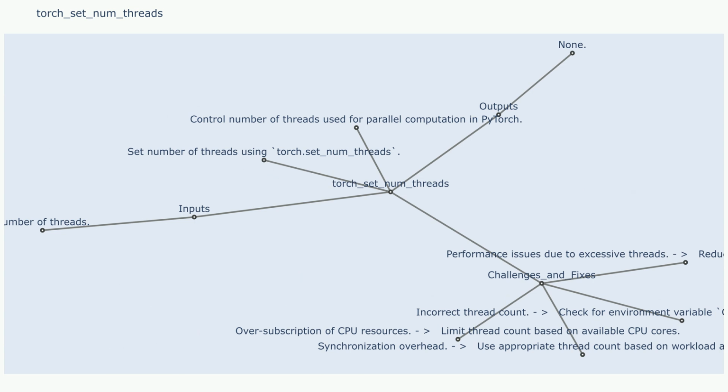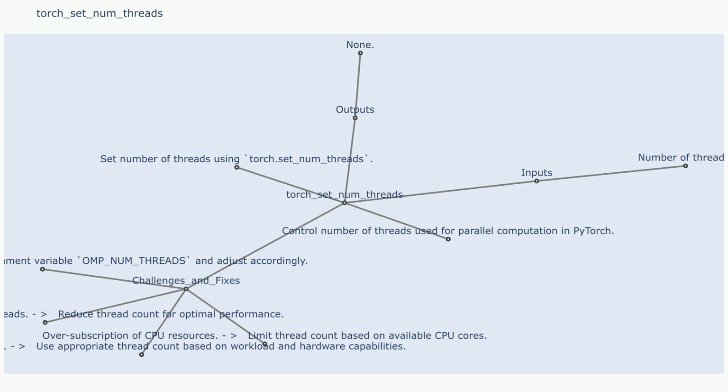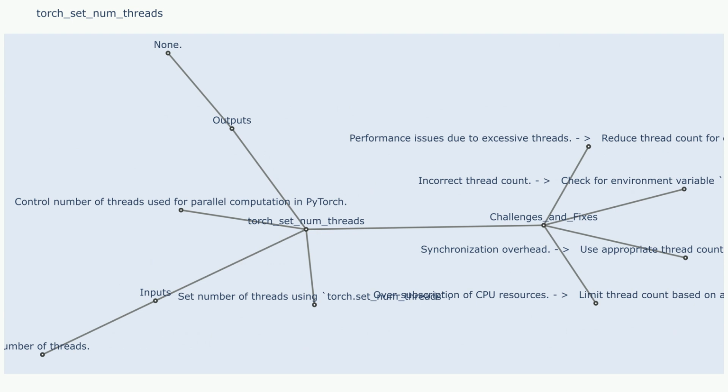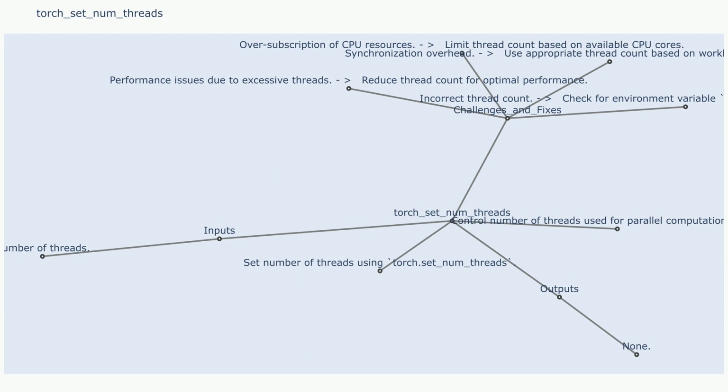It sets the environment variable OMP_NUM_THREADS to the specified value. This variable controls the number of threads used by OpenMP, a multi-threading library commonly used in PyTorch. Challenges and fixes. Challenge 1: setting an excessively high number of threads can lead to performance degradation due to excessive thread creation and context switching overhead.